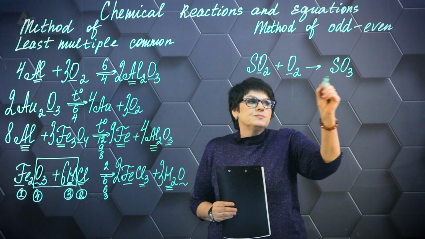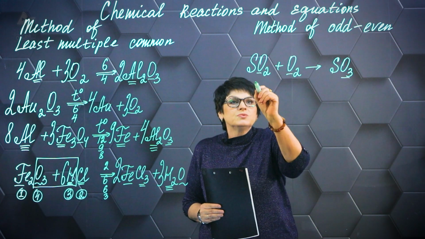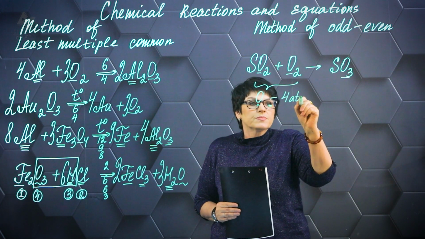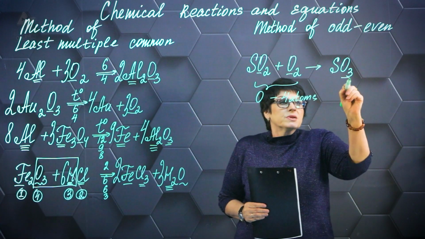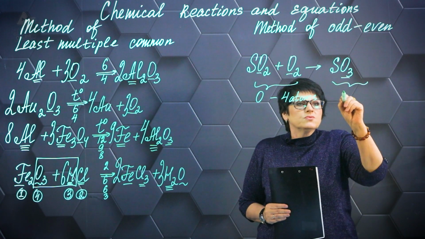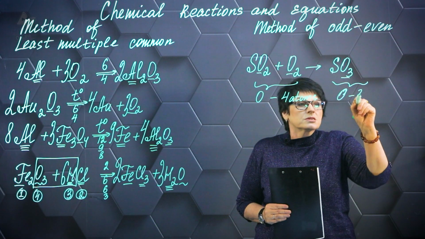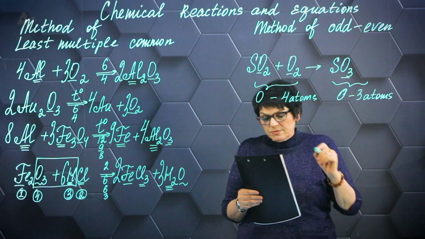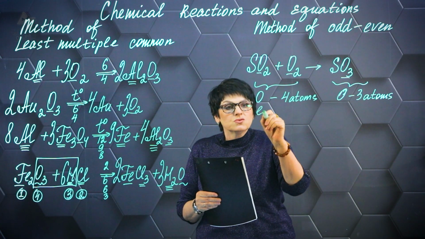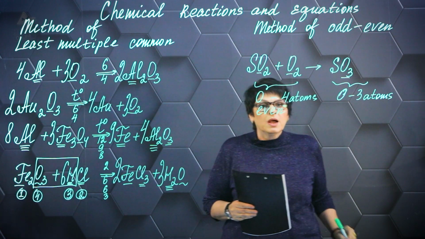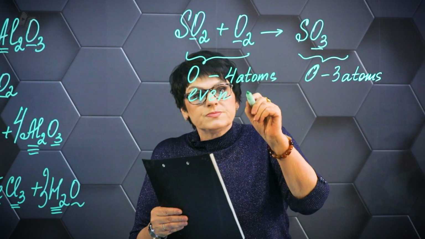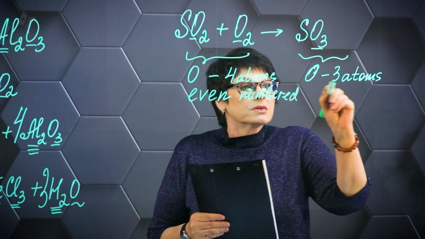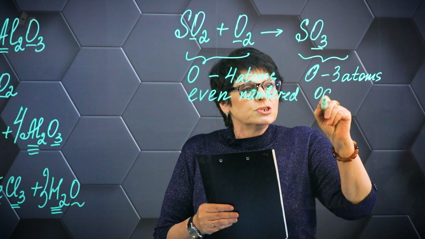We'll start with oxygen. In this scenario, the total amount of oxygen on the left is made up of 4 atoms, which is an important detail to consider. And on the right side, upon observation, the element oxygen is composed of a total of 3 atoms. Now let's have a look. On the left-hand side, this number is an even number, and on the right side, this number is an odd number.